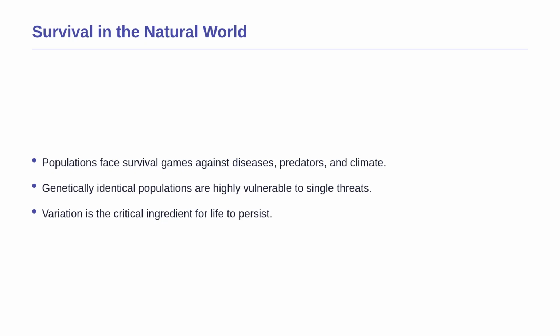A single new disease could wipe out the entire group because no one has the genetic cards to fight it off. This is exactly why variation is the absolute most critical ingredient for life to persist and evolve over time. Without it, extinction is almost guaranteed.